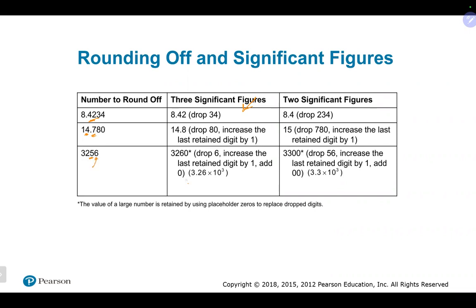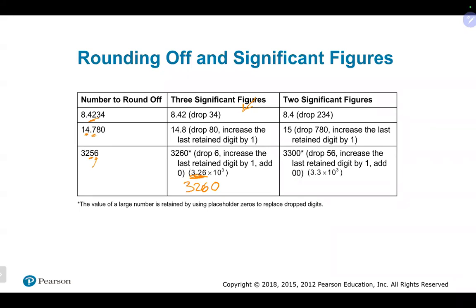Once again, here we would want to go 3, 2, 6, 0, no decimal, right? Otherwise, we would have 4 significant figures. Or absolutely, you could do a little scientific notation action there, right? And you could write it in scientific notation.